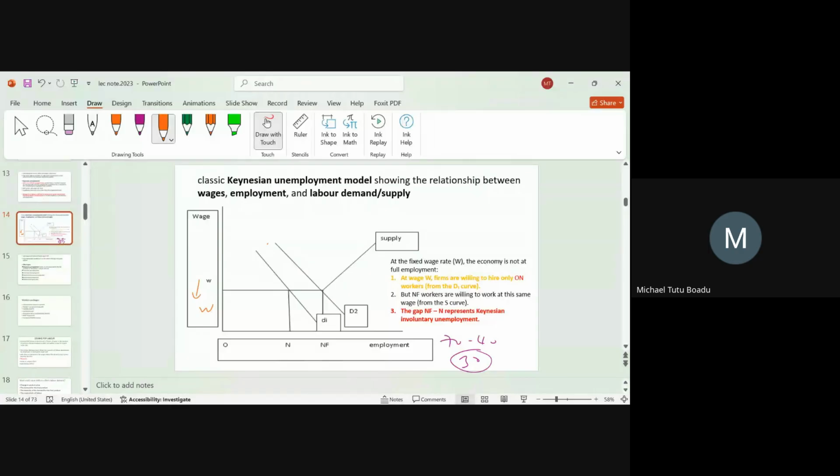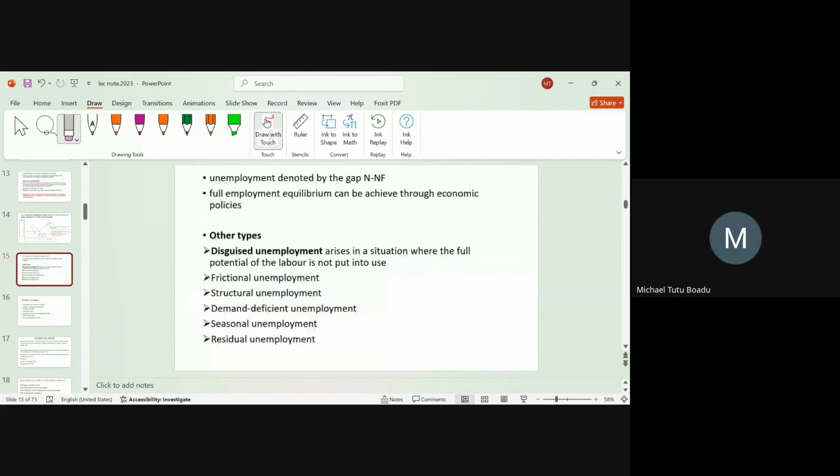So that is why we often want to see government support. Government must be assisting firms, giving them some subsidy, either in the form of tax exemptions, tax holidays, tax reductions, or direct capital injection into their businesses, so that I can give them relief to be able to employ more of the people government is supposed to be employing. So unemployment is denoted by the gap between N and NF, the gap between the willingness to employ and the willingness to work.